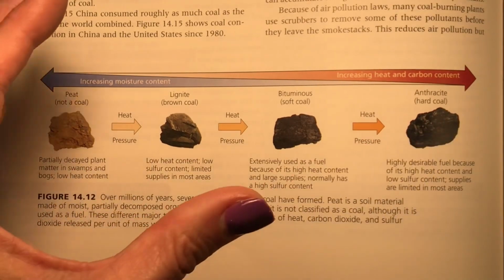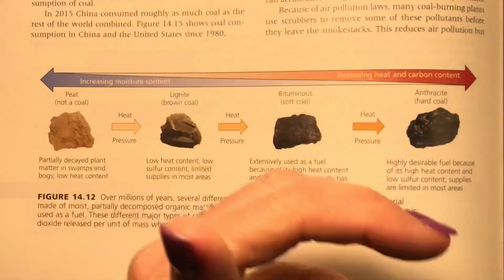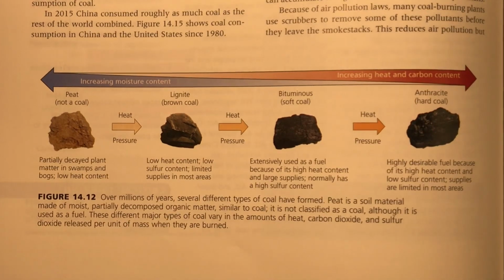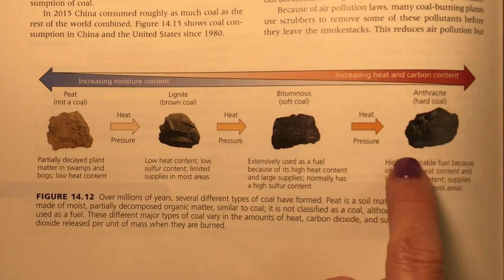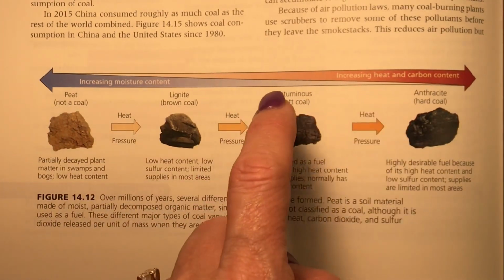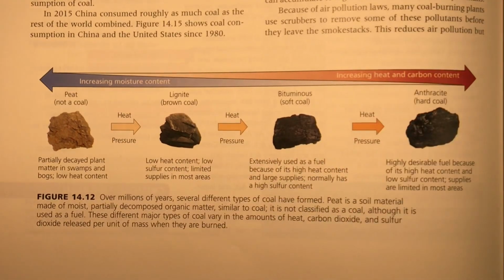And then also, as you're squeezing, the water comes out. And so the drier it is, the more completely it burns and the hotter it burns. So you can imagine that it goes peat, lignite, bituminous coal, anthracite. Anthracite is the most prized.